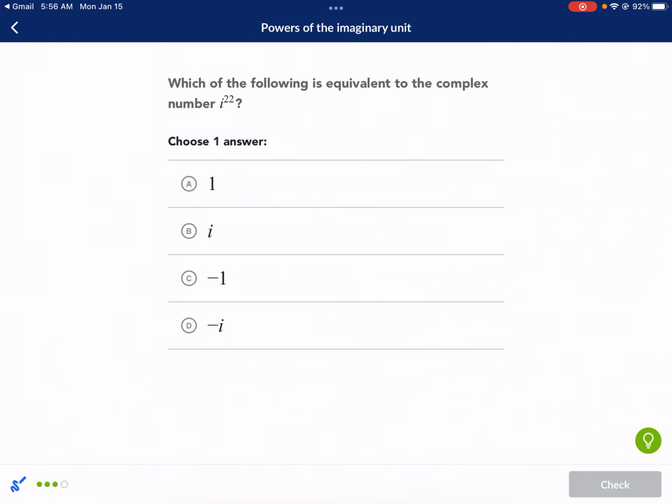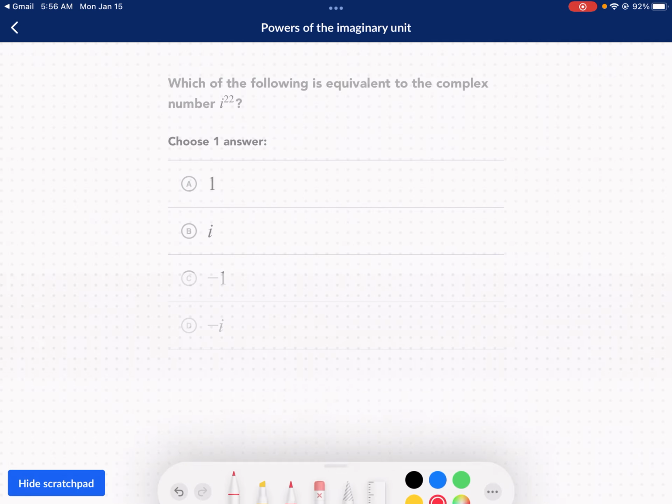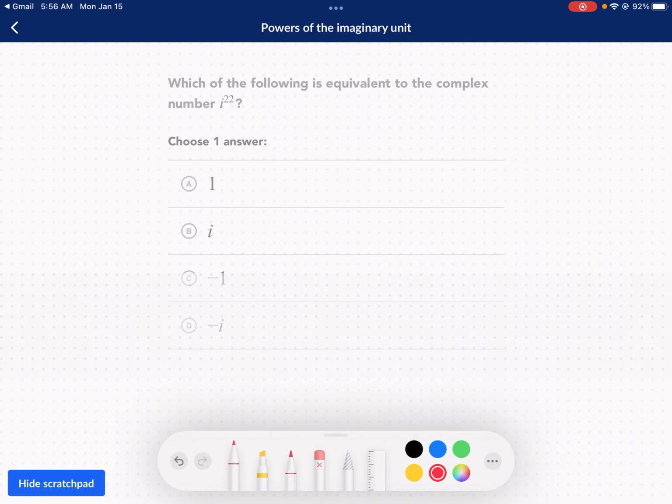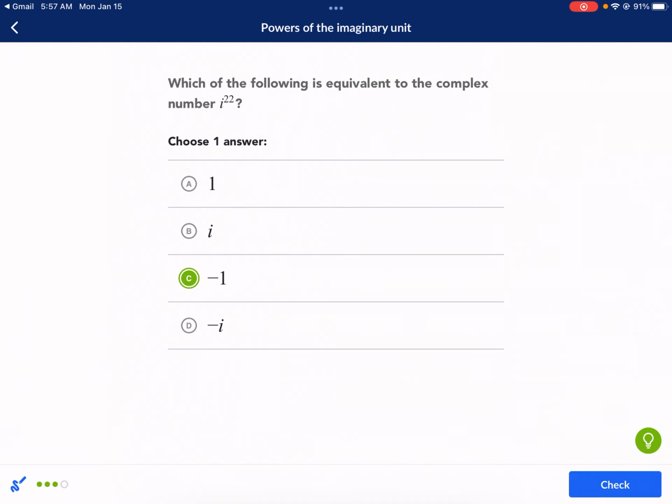And we're on to the last question, i to the 22nd, okay? So we can get pretty close here. We have, let's see, i to the 4th. That's my 1. That's my building block. And if I do that 5 times, I get i to the 20th power. That means i to the 20th is going to be equal to 1. i to the 21st is going to be my i, and then i to the 22nd is going to be i squared. And my chart tells me i squared is equal to -1, and there's my answer right there, -1.